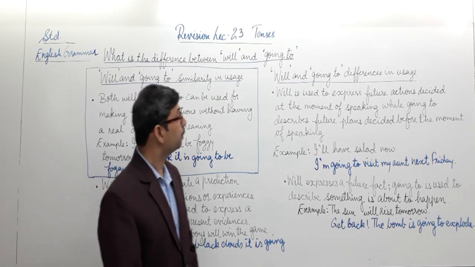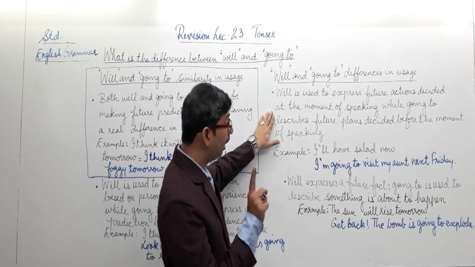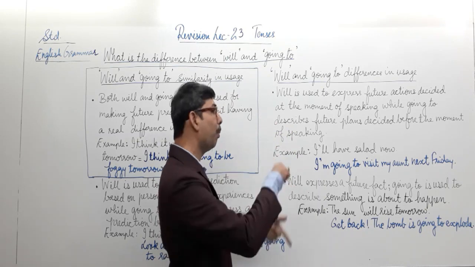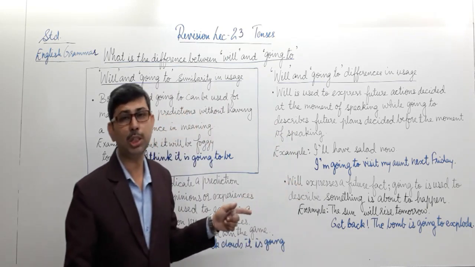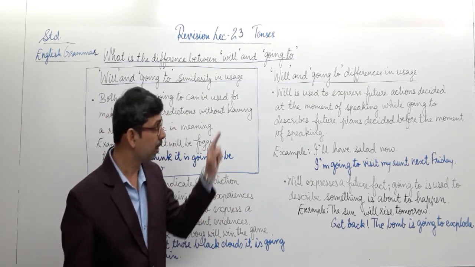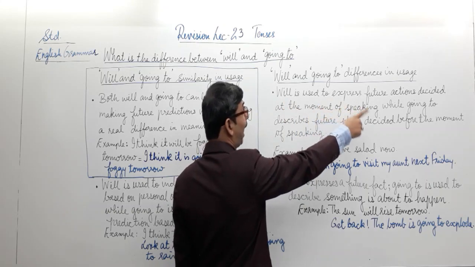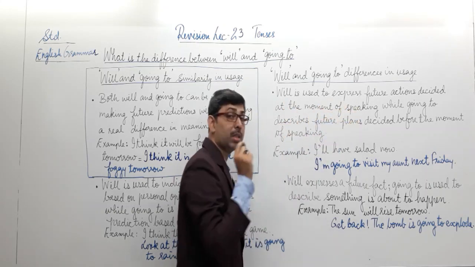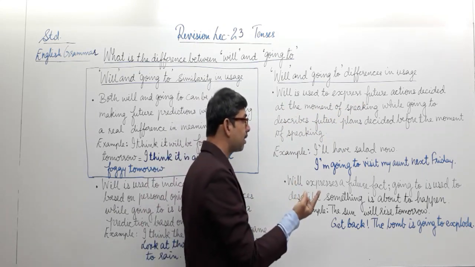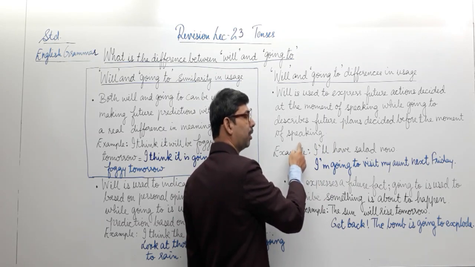Will is used to express future actions decided at the moment of speaking, while going to describes future plans decided before the moment of speaking. See, that is the first difference that you will be able to notice when using will and going to. Have a look carefully, try to read it once again. Will is used to express future actions decided at the moment of speaking, while going to describes future plans decided before the moment of speaking. So, you see, that is the first difference.